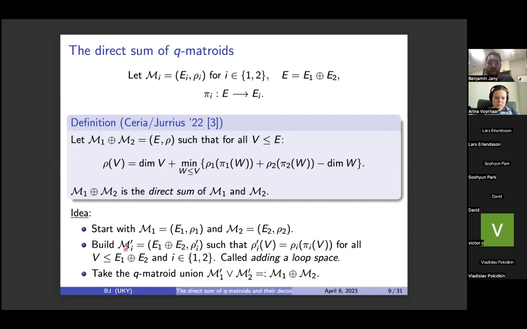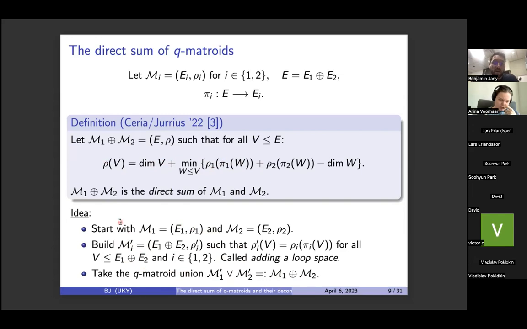And then using those intermediate q-matroids, Jany and Jurrius called the direct sum the q-matroid union between M1 prime and M2 prime. The union is just an operation you can do on q-matroids that have the same ground space, and for which the rank function is precisely what the rank function of this direct sum is. Okay, so the key was really to extend M1 and M2 to q-matroids that have the same ground space, and then union those q-matroids.